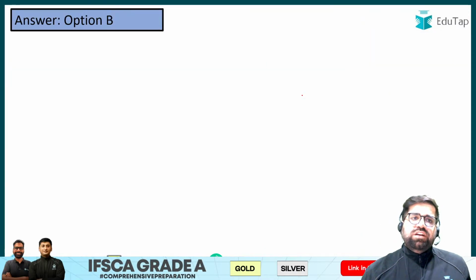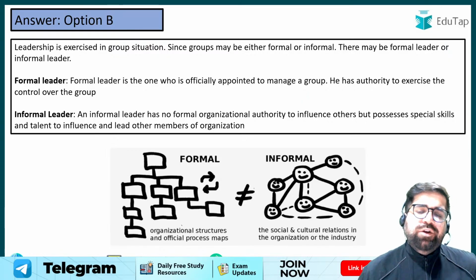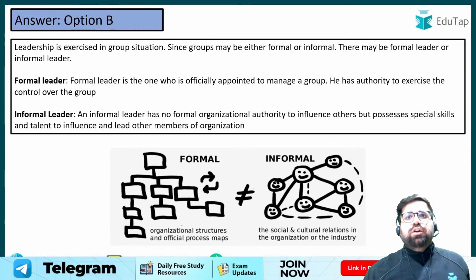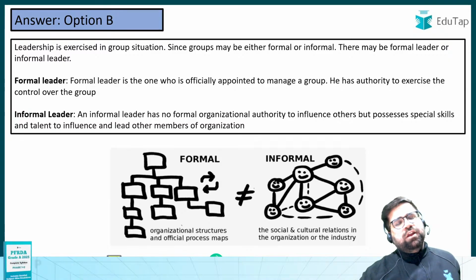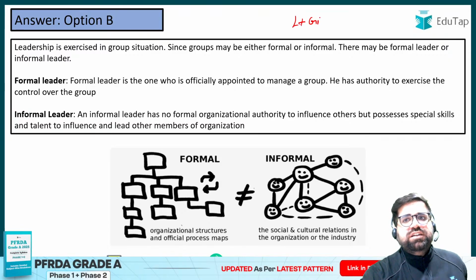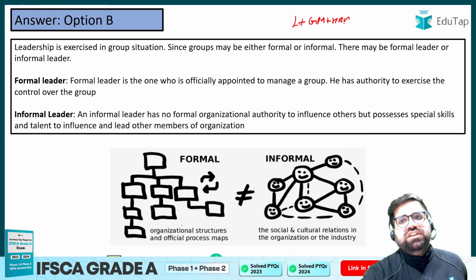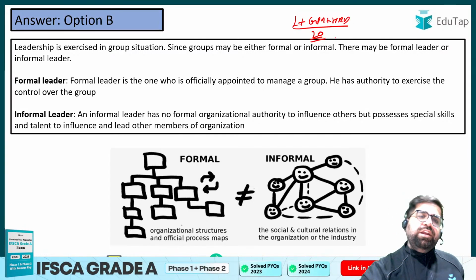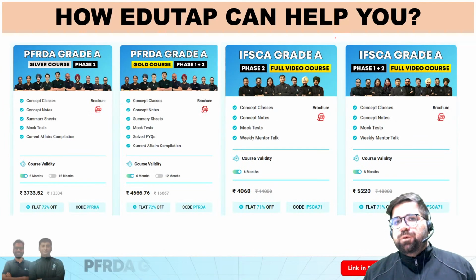So that concludes our today's discussion of management part 2. Remember, we will again meet on Monday. There is no class on Saturday and Sunday. On Monday, whenever we meet, we will discuss the questions of leadership, journal management, and some quality questions of HRD. So I will try to bring 20 questions which will help you to revise all the important concepts.